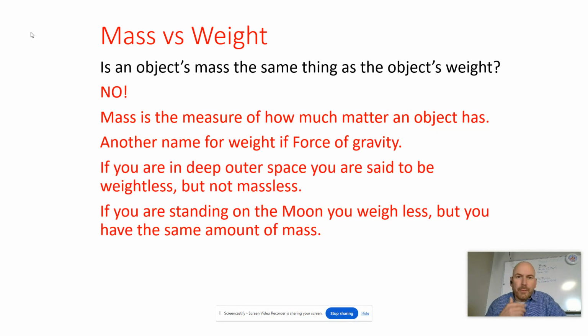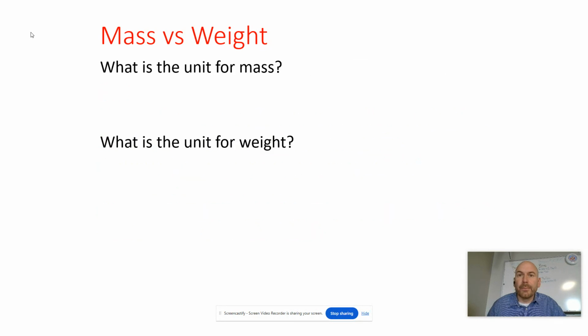So examples of how they're different: if you're in deep outer space, you're considered weightless, but you still have mass. If you're standing on the moon, you weigh less, but your mass is exactly the same as if you were on the Earth.